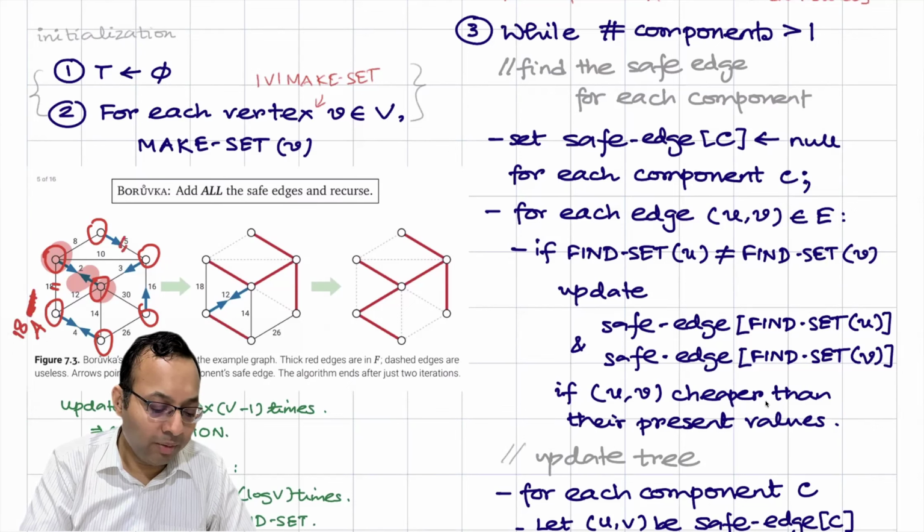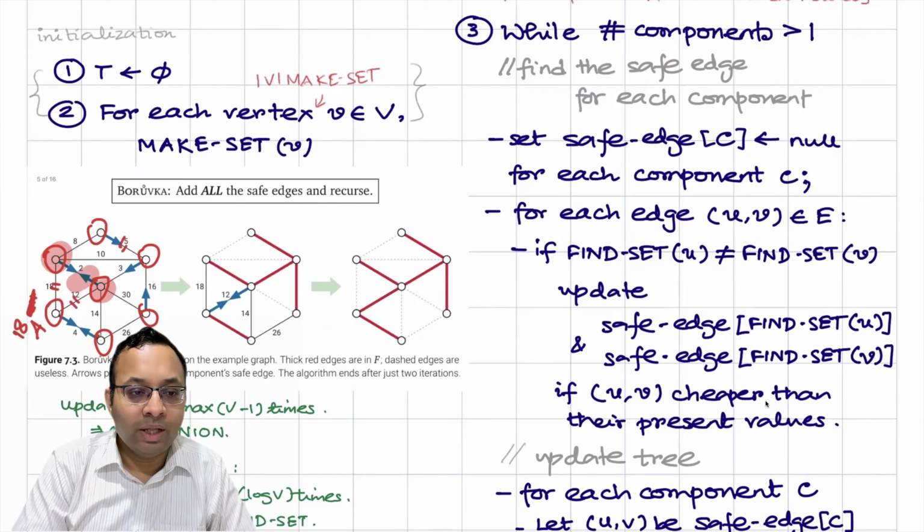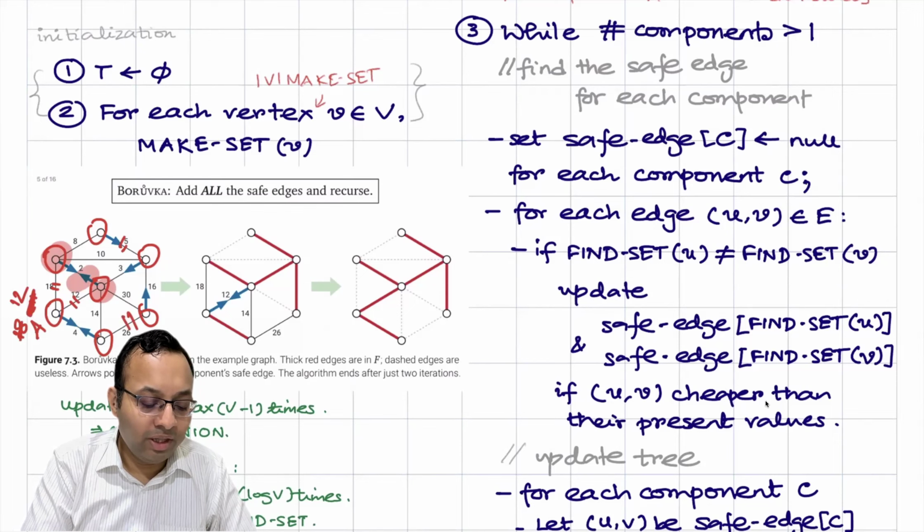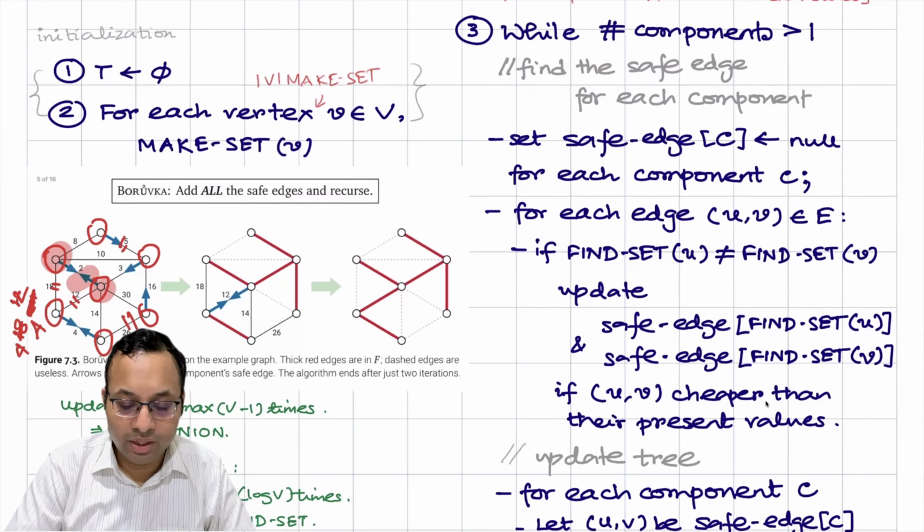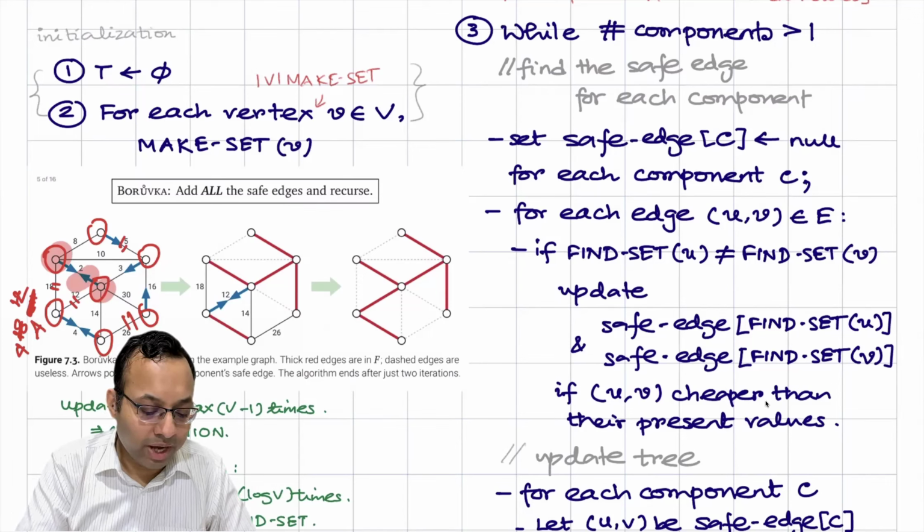Then again, we probably come to 12. And now again, we see that both the endpoints are in different components and it is cheaper than 18, so we'll update to 12. And then maybe we see 26. And then finally, we come to 4 and we see that 4 is even cheaper, so we update to 4. In this case, we have considered all the outgoing edges, and 4 was the cheapest one. That is the implementation. And once we find the cheapest edges, we just add them.